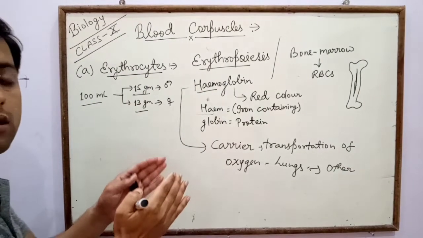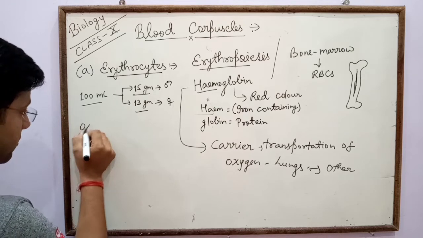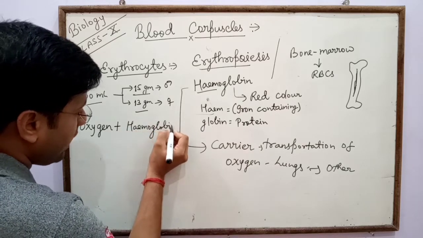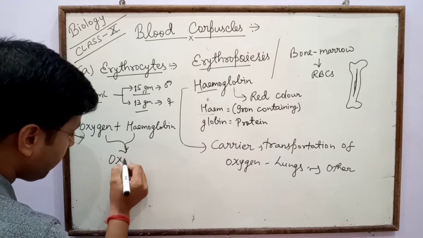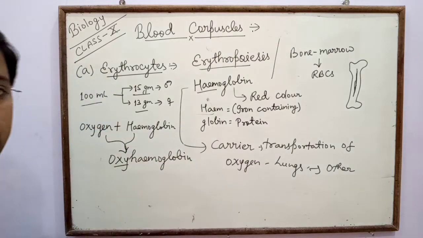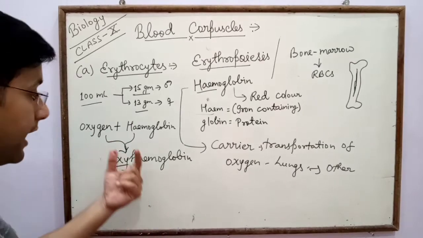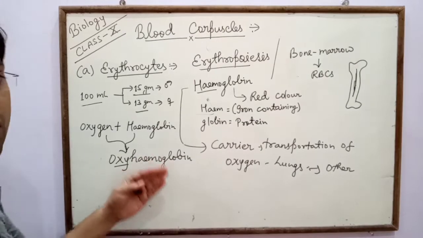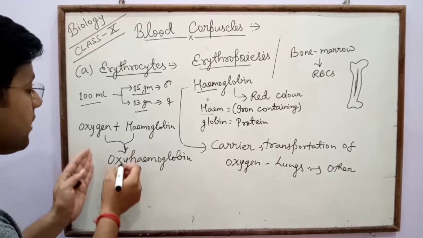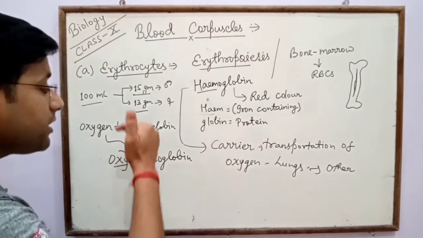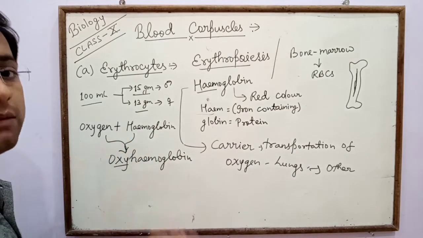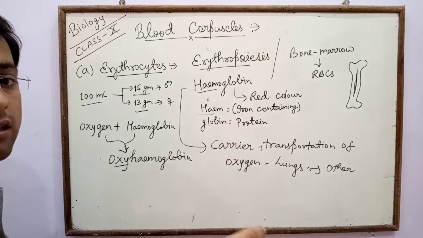Hemoglobin temporarily combines with oxygen and forms oxyhemoglobin. Means oxygen is temporarily combined with hemoglobin, and after that hemoglobin carries oxygen from lungs to body parts. It means that hemoglobin is responsible for transportation of oxygen from lungs to other body parts, while carbon dioxide is transported through blood in dissolved form.